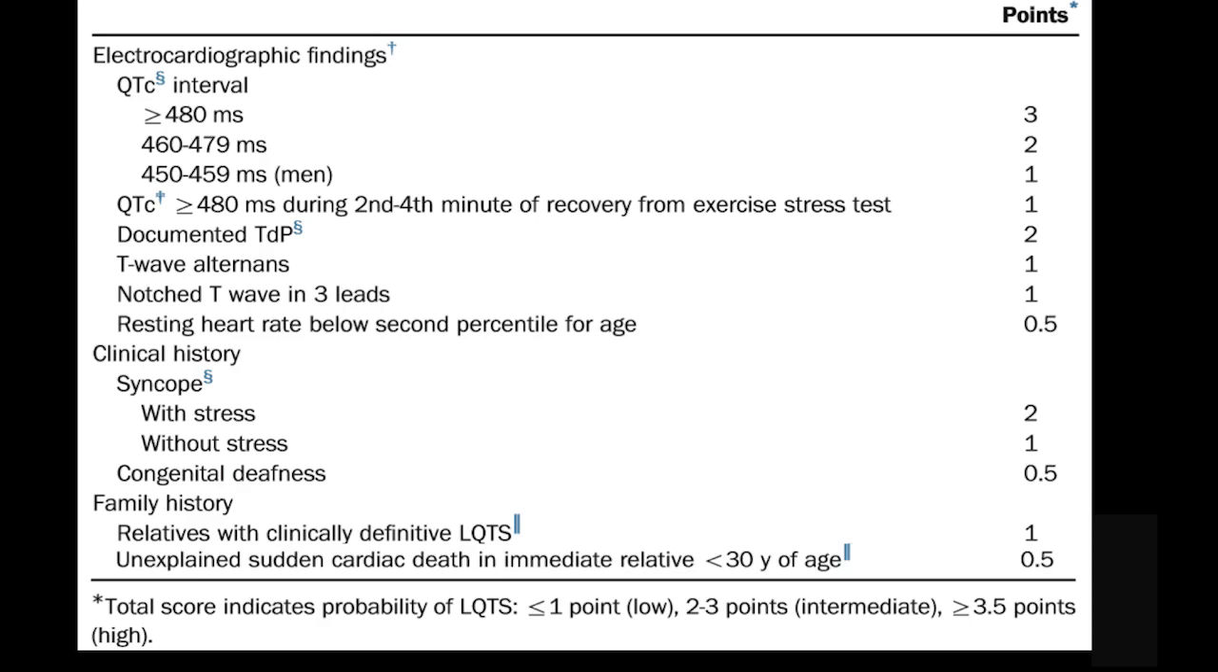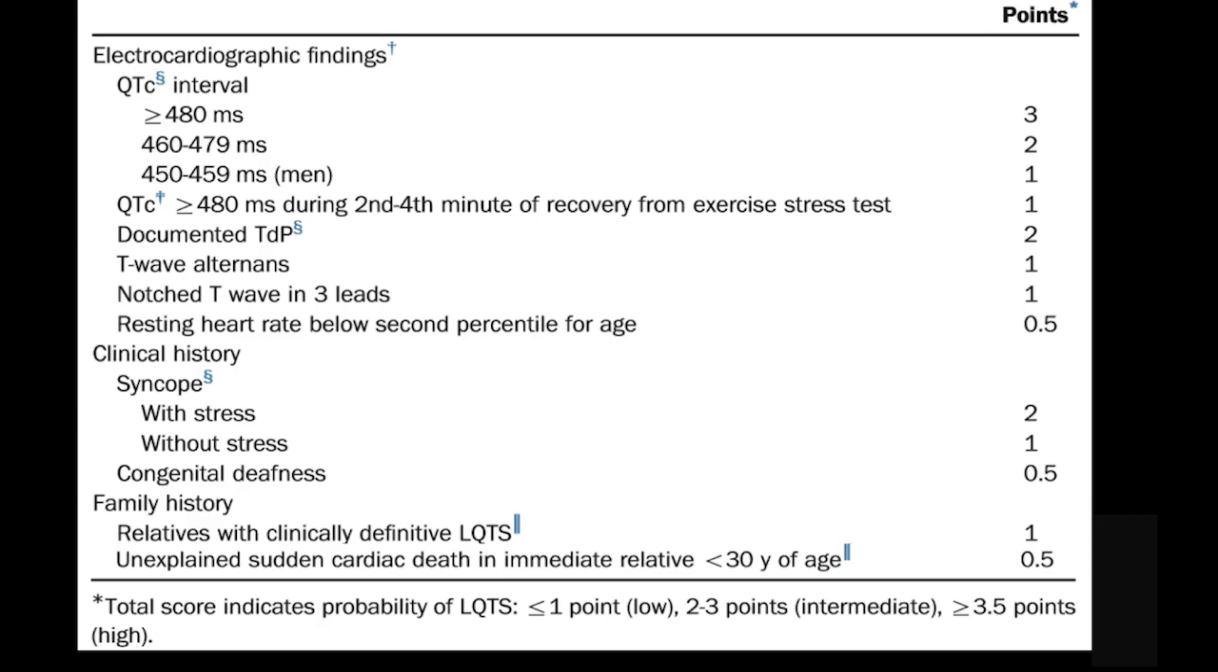Documented torsade gets you 2 points. T-wave alternans, only 1 point, although that, I think, is very helpful. Clinical history of syncope with stress, 2 points, without stress, 1 point. So when you see kids, I mean, how many kids do you see who have vasovagal syncope? You gotta be really careful that you don't make a diagnosis inappropriately of long QT syndrome. Congenital deafness, very rare, but is a very malignant form, the Jervell and Lange-Nielsen syndrome of long QT syndrome.